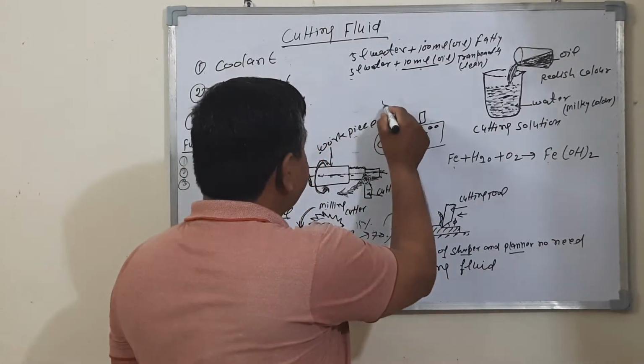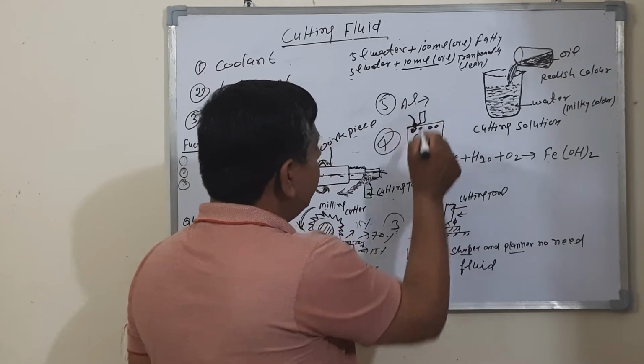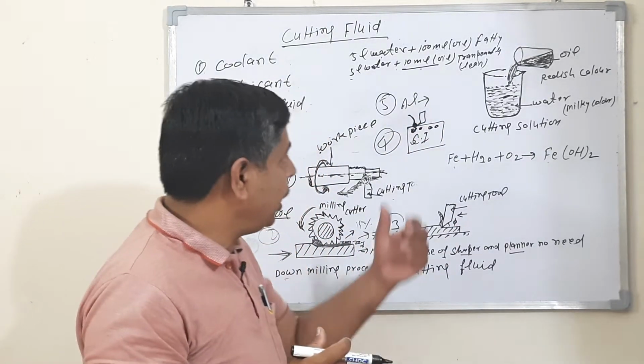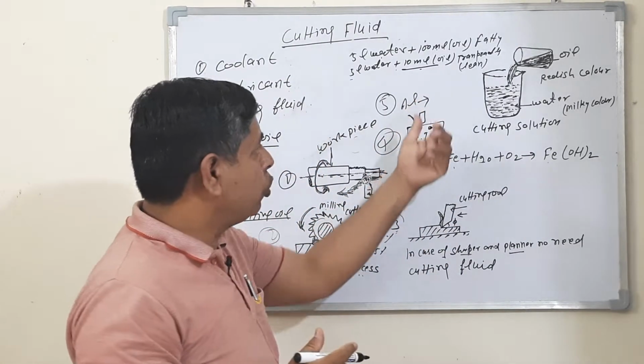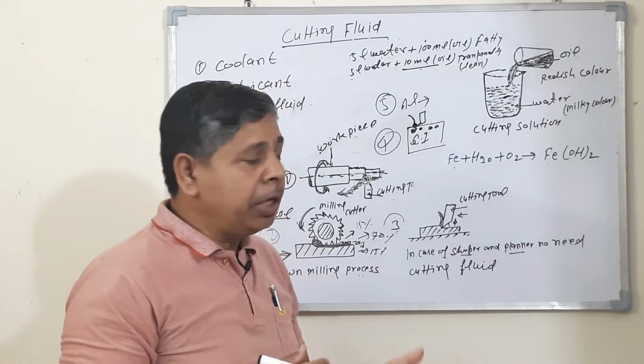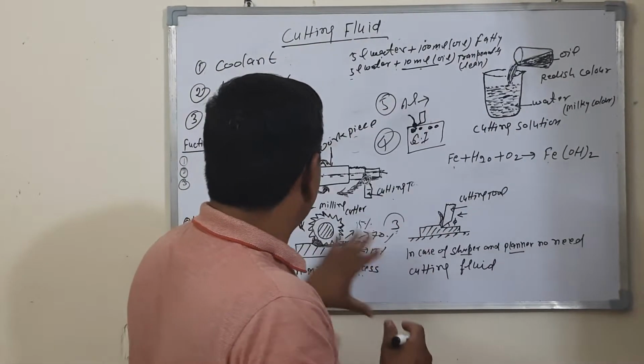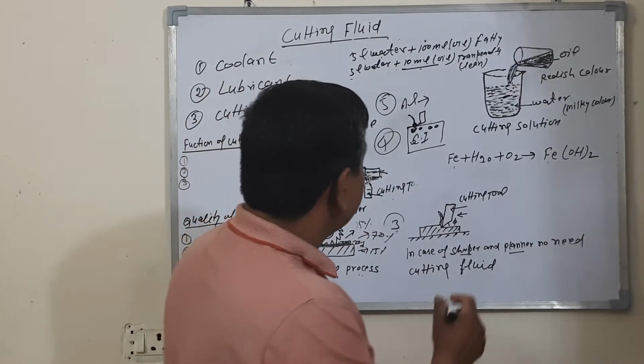The fifth is aluminum. If you want to drill an aluminum workpiece, kerosene oil is used as a lubricant to remove heat from the aluminum workpiece. These are examples of cutting fluid use.